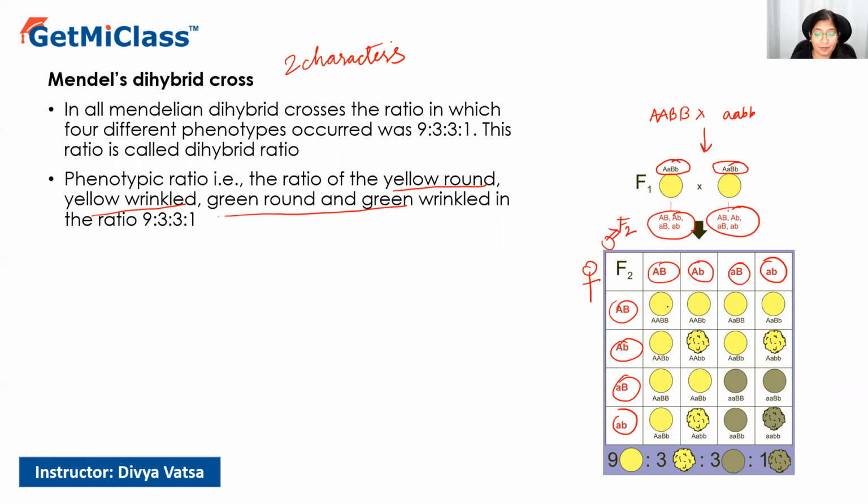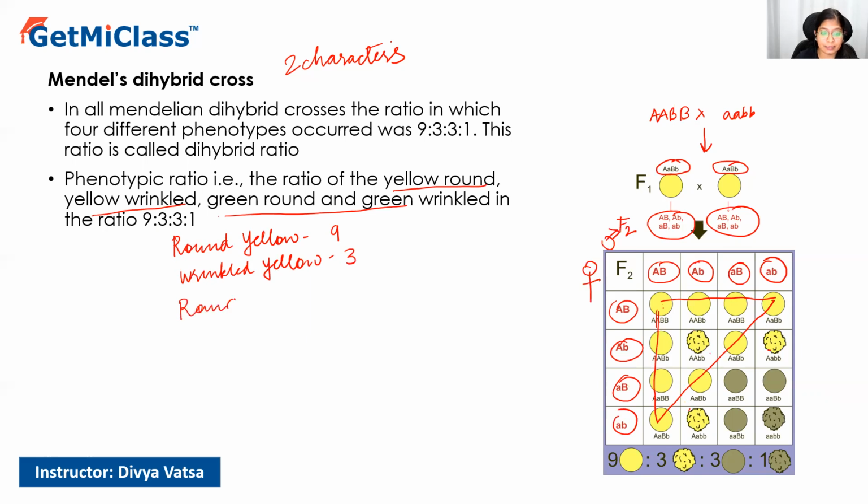The result that we obtained was round and yellow. You can see here round and yellow. How many are there? 1, 2, 3, 4, 5, 6, 7, 8, 9. So the round and yellow that we have obtained are basically 9. If we talk about wrinkled and yellow, there is 1, 2, and 3. 3 wrinkled and yellow. Then if we talk about round and green, how many round and green are there? 3.